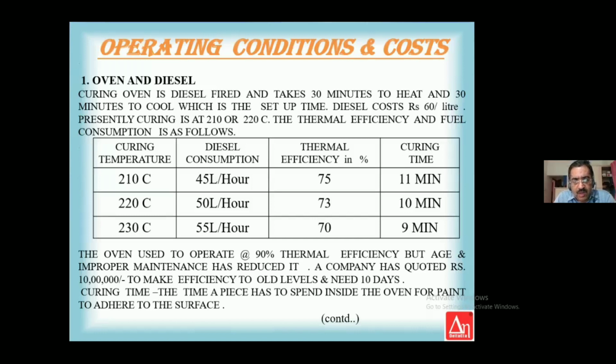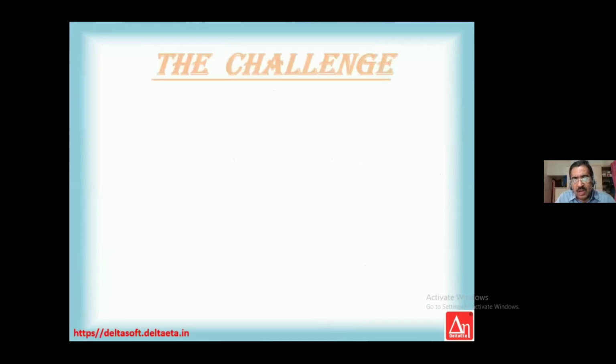You see the operating conditions. Diesel is consumed at the rate of say around 50 liters per hour with a thermal efficiency of 73%. Now we have seen that this thermal efficiency can be made better by making the oven in a better condition, no? By maintaining it to a better level. So we decide to improve the maintenance of the oven, and we take it from 73% to 90% operating efficiency. So in this way, we can reduce the diesel consumption.